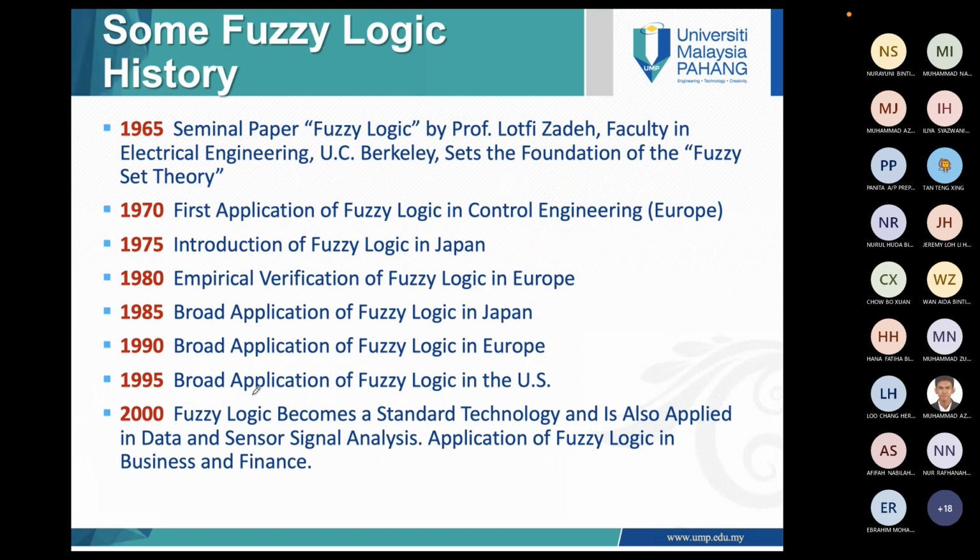So it started in 1965, and since then people started using the fuzzy logic algorithm in their work. It started to evolve in the research of the computer science field. Until these days, people are still using fuzzy logic techniques.